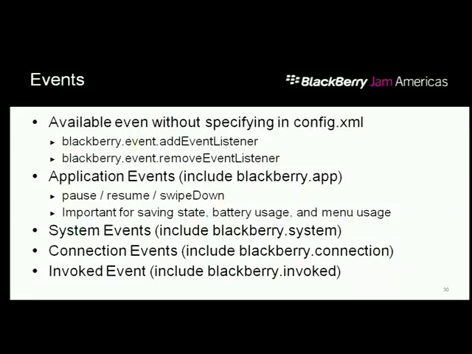Obviously, the menu one, or the swipe down, is to detect if you want to add a menu. There are system events in there that you can listen to, things like the battery and whether the battery is getting low. Connection events, if you're out of coverage, if you have data coverage, what type of data coverage you have: VPN, Wi-Fi, carrier, MDS, or bridge. And then there's an invoked event: when your application actually is invoked, how am I going to handle that invocation and the data that comes with it?